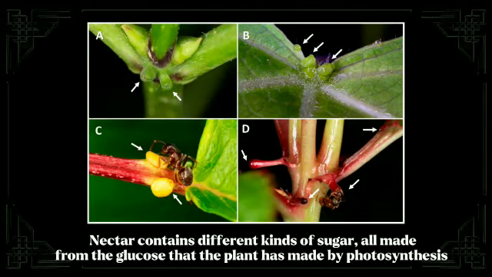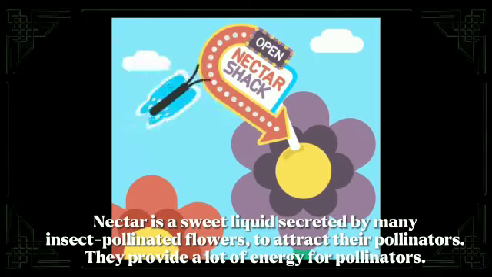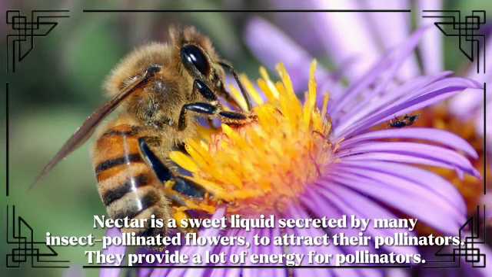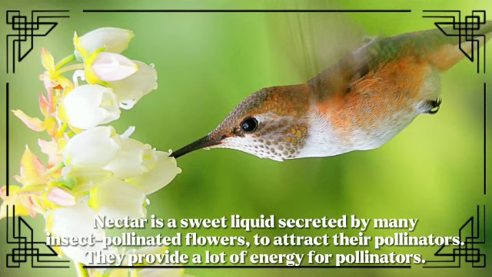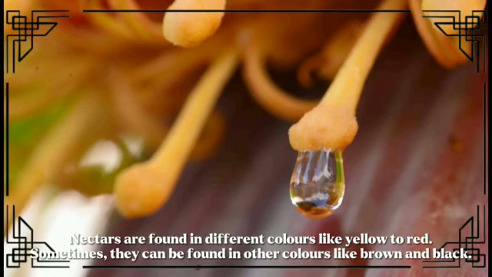Nectar contains different kinds of sugar, all made from the glucose that the plant has made by photosynthesis. Nectar is a sweet liquid secreted by many insect-pollinated flowers to attract their pollinators. They provide a lot of energy for pollinators. Nectars are found in different colors like yellow to red. Sometimes they can be found in other colors like brown and black.